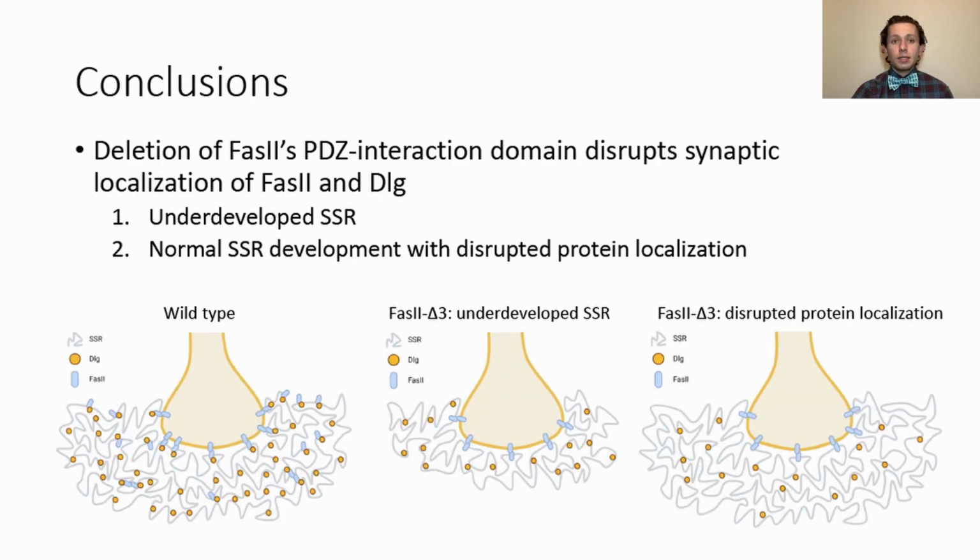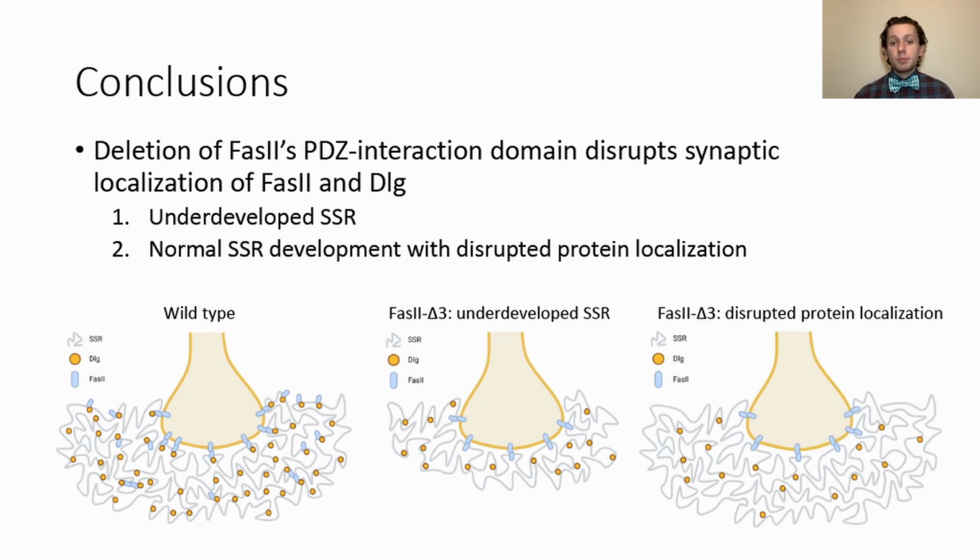So what does this data tell us? Well, it is clear from this that deletion of Fas2's PDZ interaction domain disrupts the synaptic localization of Fas2 and results in lower levels of DLG at the synapse. Now, I believe that the lower levels of DLG at the synapse could be due to one of 2 possible reasons. Either one, the subsynaptic reticulum of the Fas2 delta 3 mutants is underdeveloped, as can be shown in the schematic in the middle when compared to the wild-type larva, which can be seen in the schematic on the left.